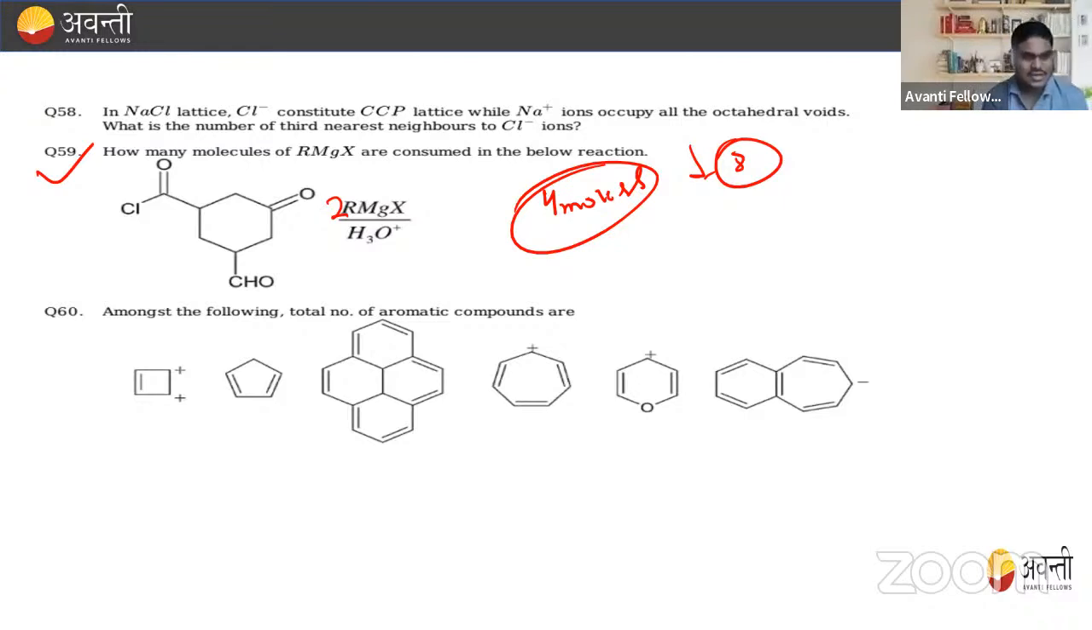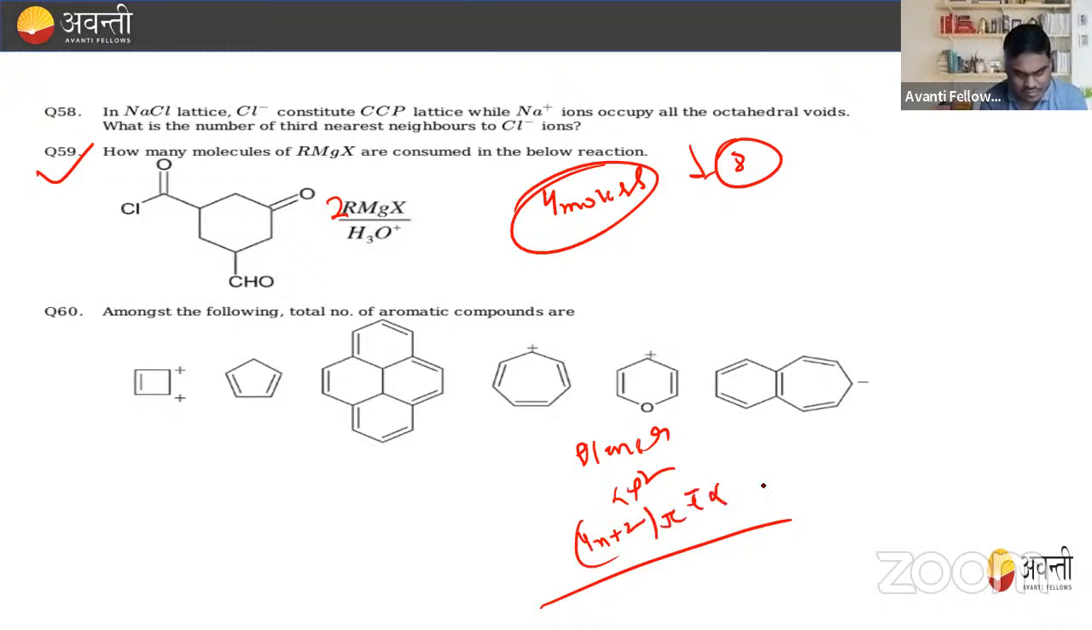Now, you have to identify among the following the total number of aromatic compounds. A compound to be aromatic must be planar, it must be sp2, and an important thing is that it must follow Huckel's rule, that is 4n plus 2 pi electrons. Any compound that shows this type of structure, planar or sp2 hybridized, with 4n plus 2 pi electrons, is supposed to be aromatic in nature.